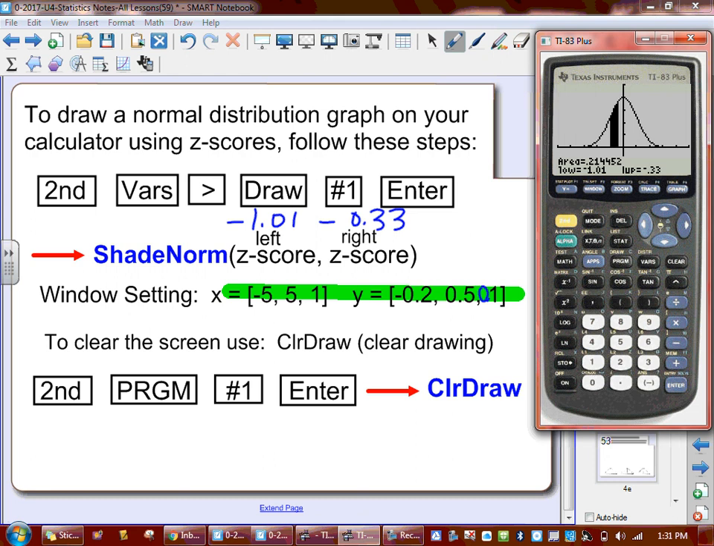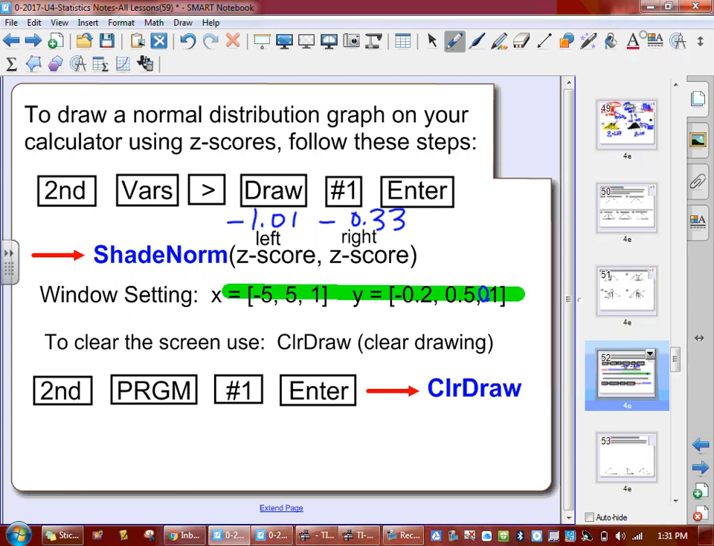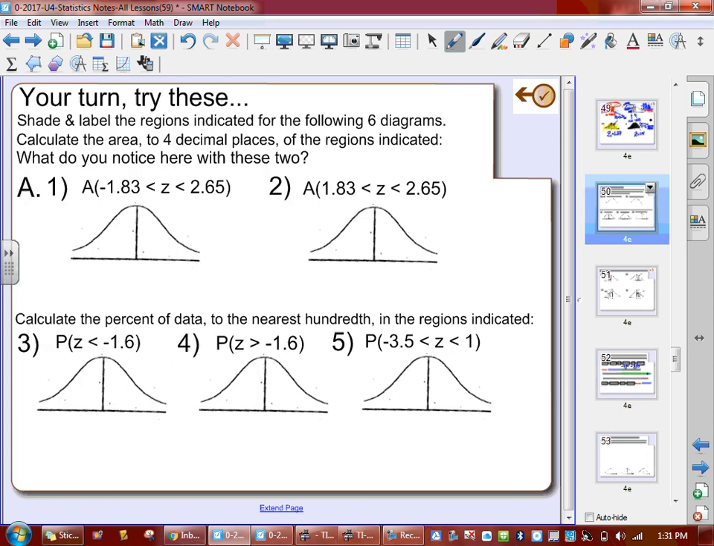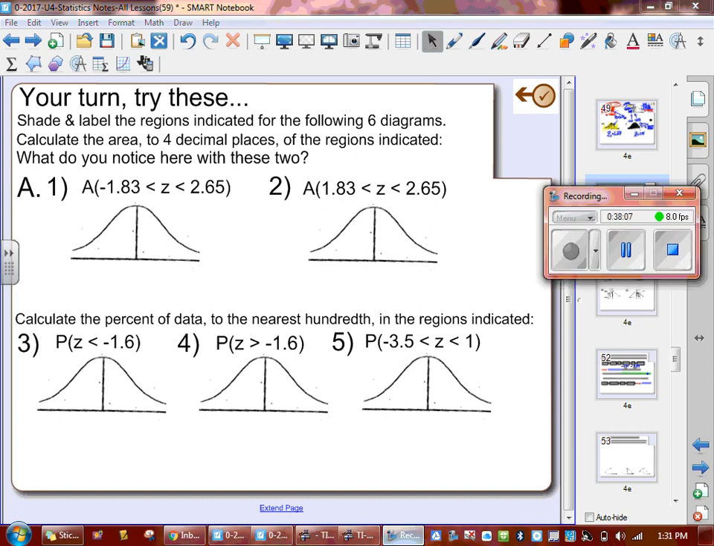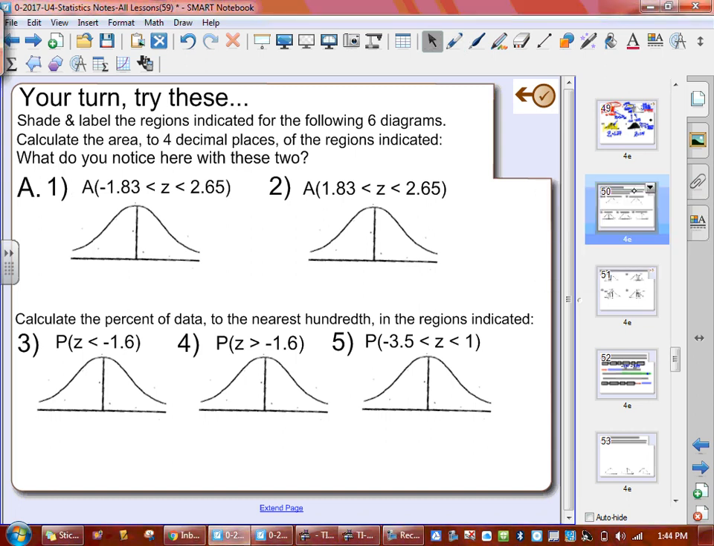Okay. You've got these questions to do for homework. We will take these questions up in about 10 minutes. Let's pause it now and play when you're ready. Okay, you got a couple minutes? We take a look at the first one. You're going to shade from negative 1.83 to positive 2.65. It looks like it's going to be almost right off your graph when you do it in shade norm.